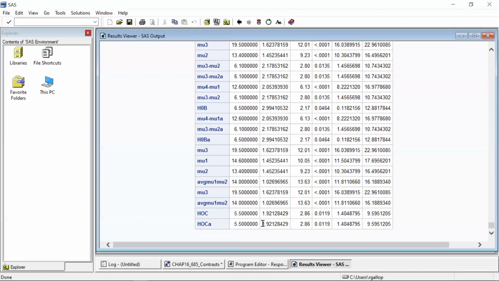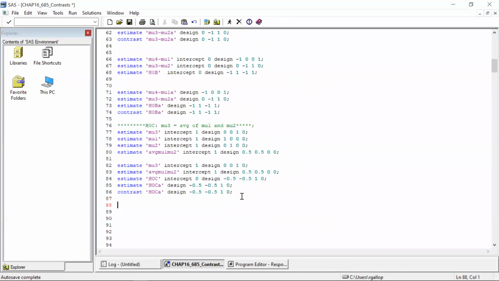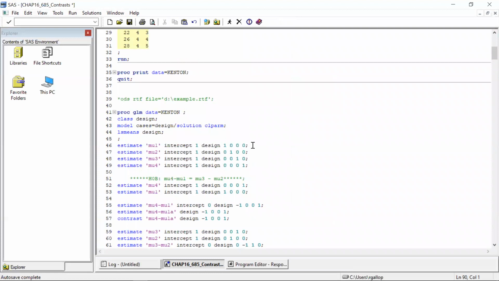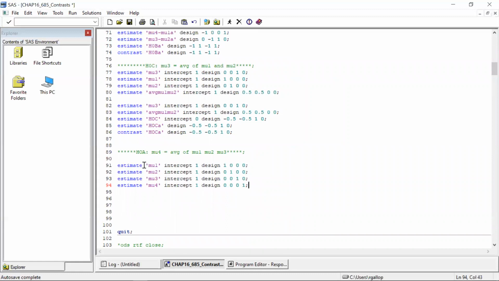Cool. We got the first two taken out. Now let's go to the last one, which is actually our first one. So I'm going to call this H0A. It's mu4 equal to the average of mu1, mu2, mu3. All right, cool. Let's go ahead and borrow the original code. I'm going to copy this all down here. And it doesn't matter how many times you reproduce code. If it's helping you mentally complete the contrast, do it.